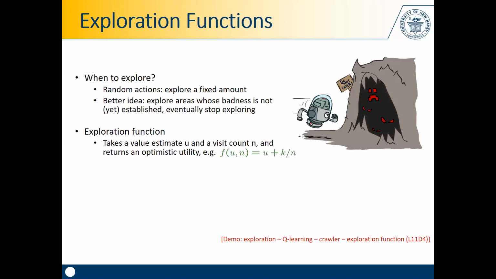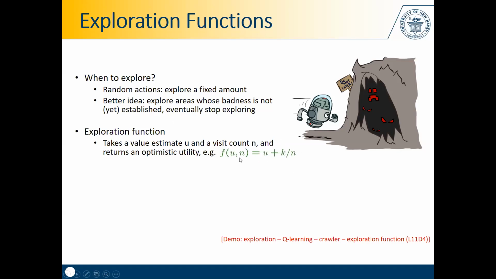This particular approach that I'm going to present is called an exploration function, which is a function that takes a value estimate U and a visit count N and returns an optimistic utility. So the function can be of the form f(U, N), where U is the value estimate and N is the number of times that particular state has been visited or that particular transition has been observed. An example of an exploration function is like this: U, the value estimate, plus K, a constant, over N.